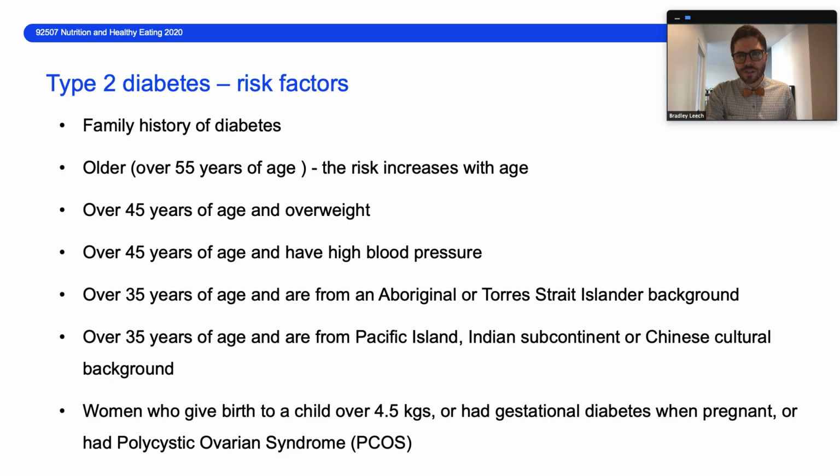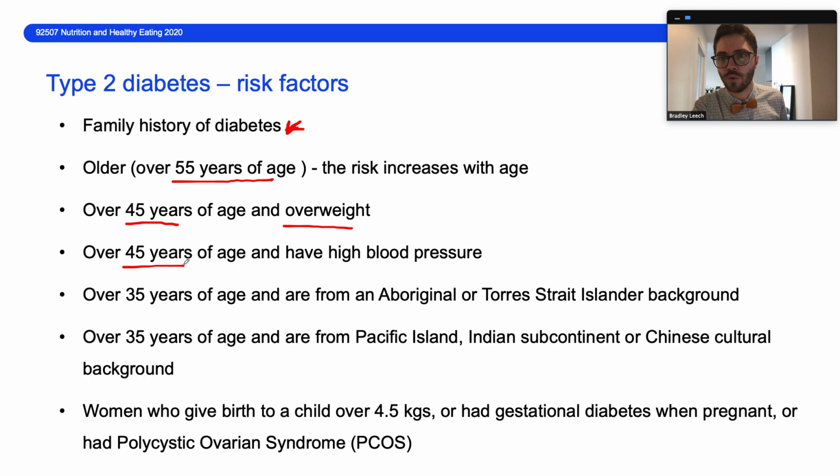Let's look at some of the risk factors for type 2 diabetes. Family history of diabetes, whether it be type 2 or even gestational diabetes, less so type 1, but more so type 2 diabetes. Older adults, over the age of 55. However, if you are overweight, then that age reduces to 45.